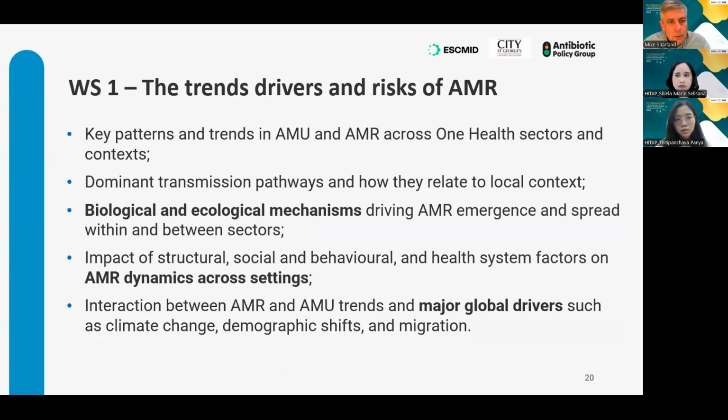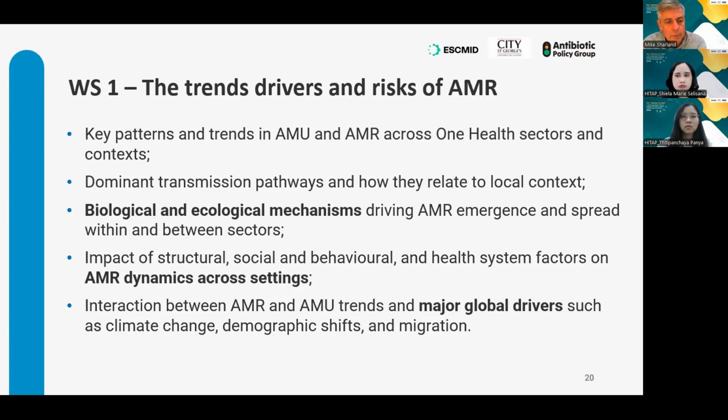Okay, so work stream one will look at the key patterns and trends. I won't walk through all the slides, but it's really about the biological and ecological mechanisms which drive AMR, and particularly the spread within and between sectors. Where does AMR stay within a sector, within agri-food or animal health, and where does it spill over into human health? Where does human health spill over into the other sectors? That's going to be really important to try and understand. And how is that different in different settings?